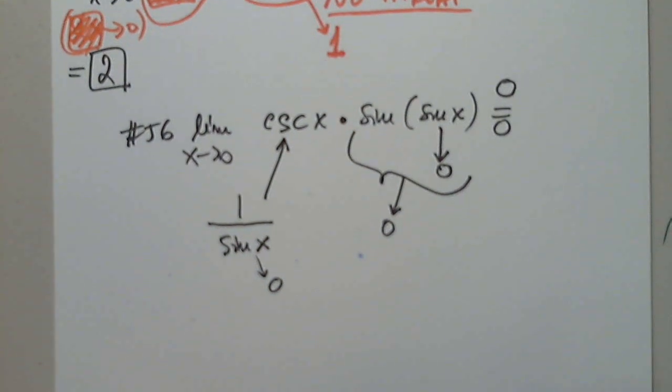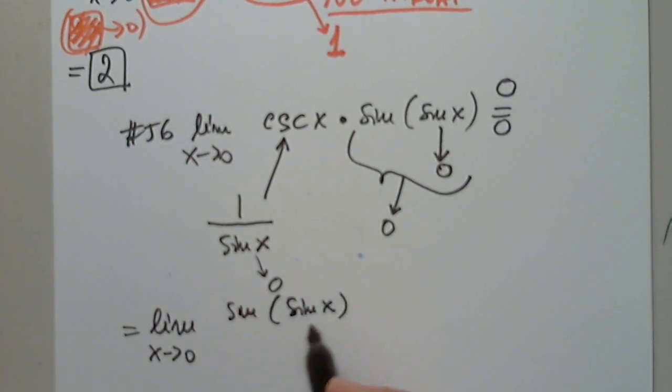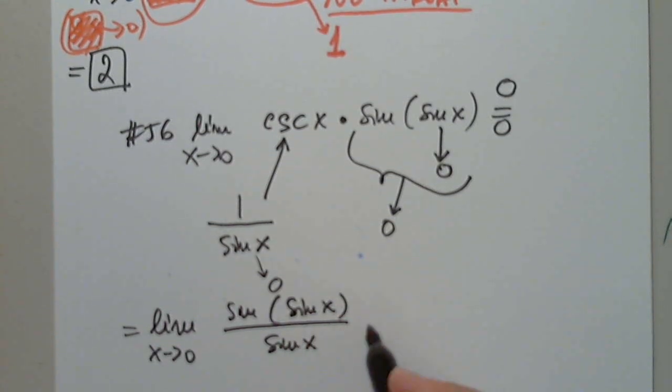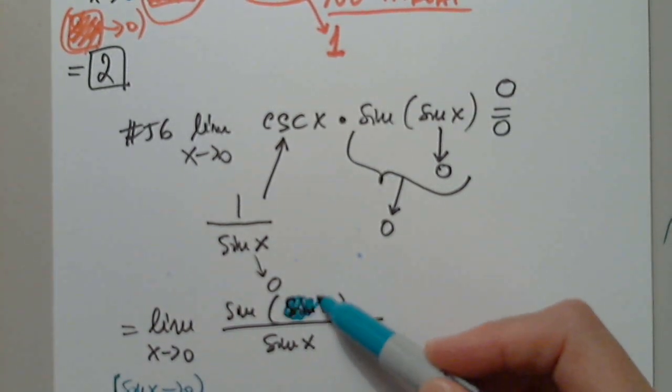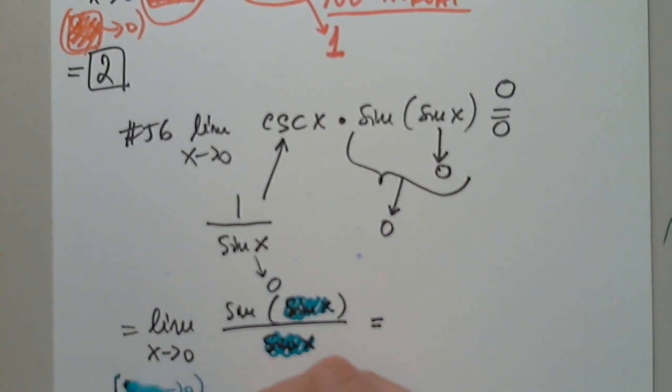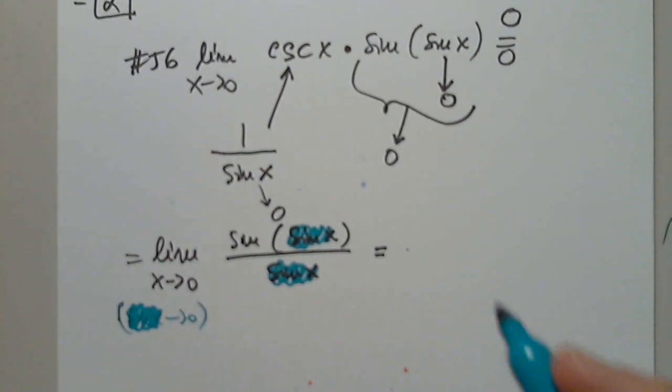I will rewrite the function. How do I rewrite it? Exactly how you see it here. So this is limit as x approaches 0 from sine of sine x divided by sine x. And now remember, when x approaches 0, yes, I asked you 3 times, sine x approaches 0 as well. So now, what is the limit? 1. Exactly 1.